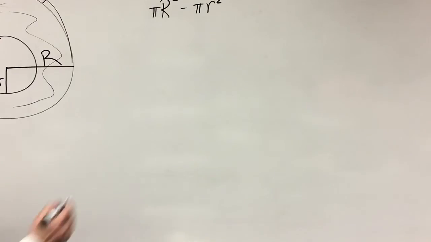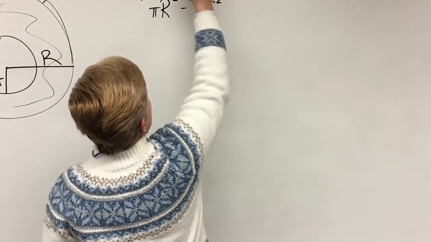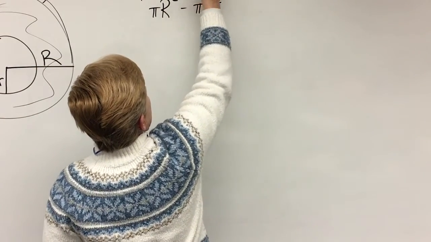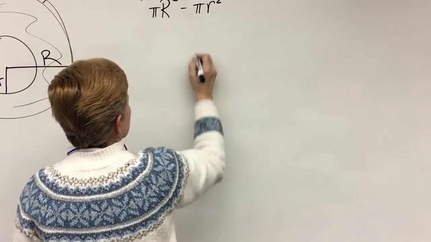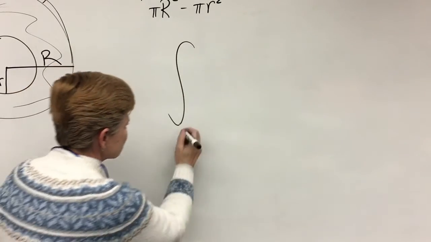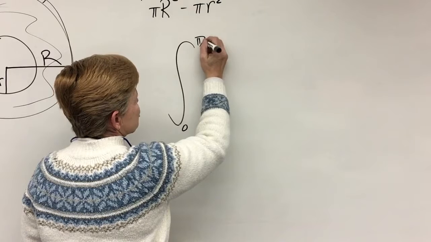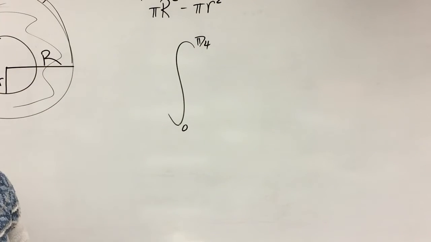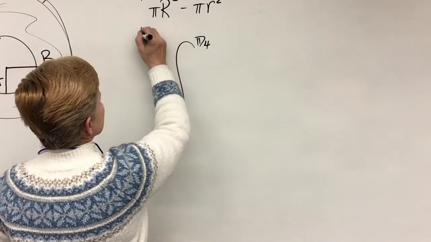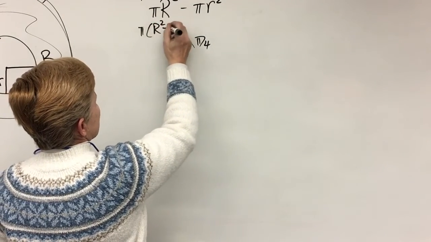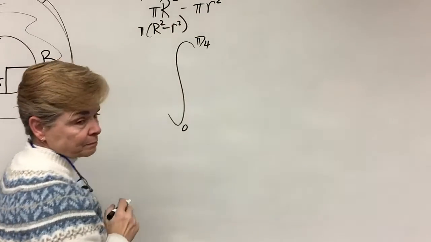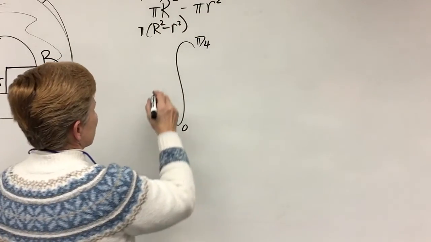That's A of x, and the dx makes it a volume. So this is A of x, and this is its thickness, and this will gather them all together from 0 to pi fourths, you told me. That's along the x-axis to where they intersect. Do you see? And it will be pi. I can factor a pi out of this, and it will be R squared minus r squared, like that.